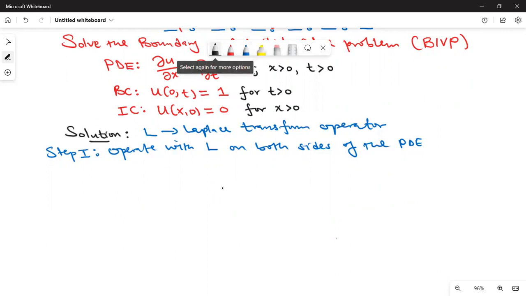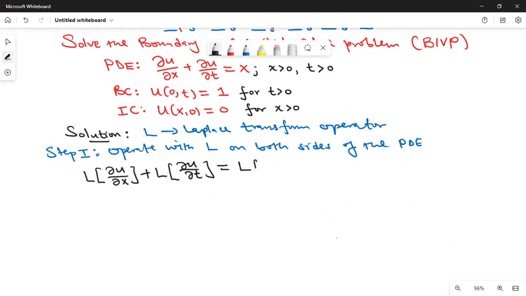We're going to get the Laplace transform of partial u partial x plus the Laplace transform of partial u partial t is equal to the Laplace transform of x. So remember, this is the Laplace transform operator in the variable t. That means we only transform the t variable. In this case, x will be a constant when you operate on it.